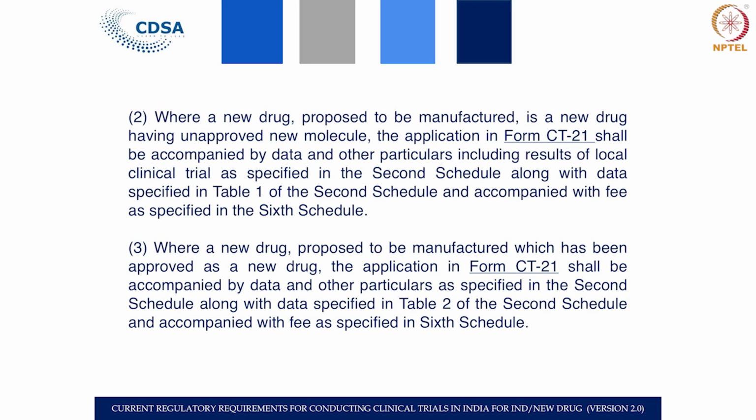And as I have mentioned, an application to manufacture a new drug for sale or distribution, in the form of an API having a new drug molecule which is not approved earlier, shall always be accompanied by an application for a formulation. The data requirements are very similar to the import cases. For all cases, as per the different types of drugs, the various tables, that is table 1, table 2, table 3 and table 4, are to be fulfilled.